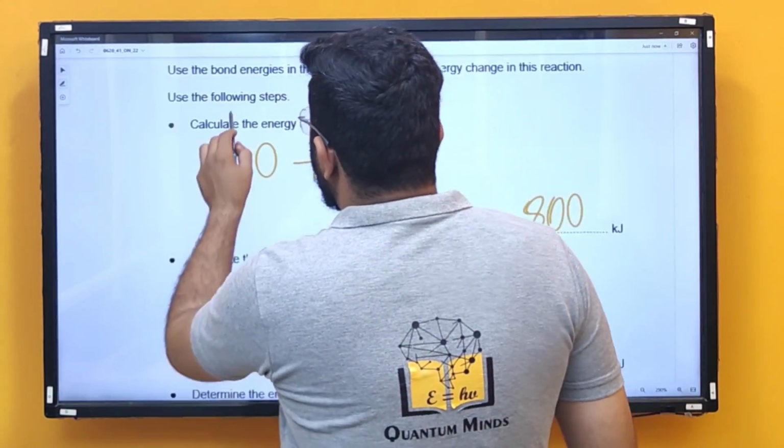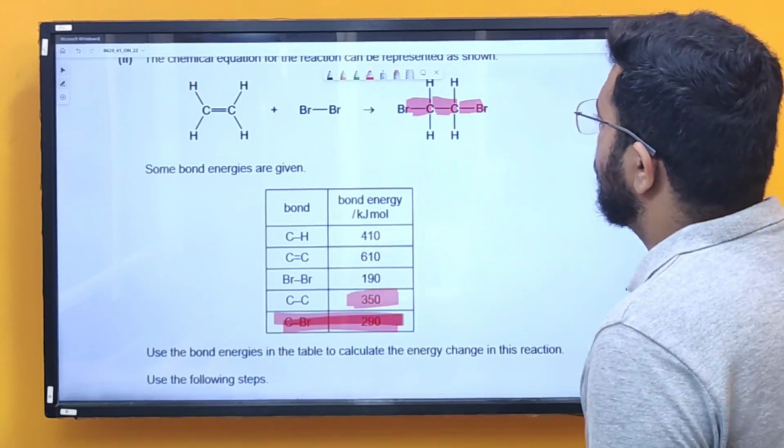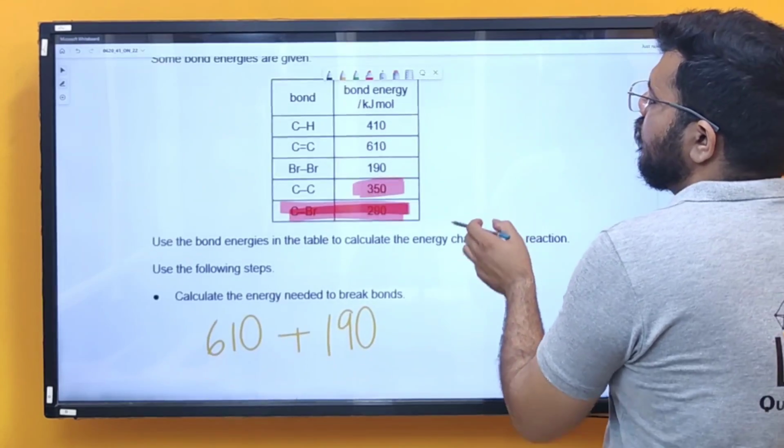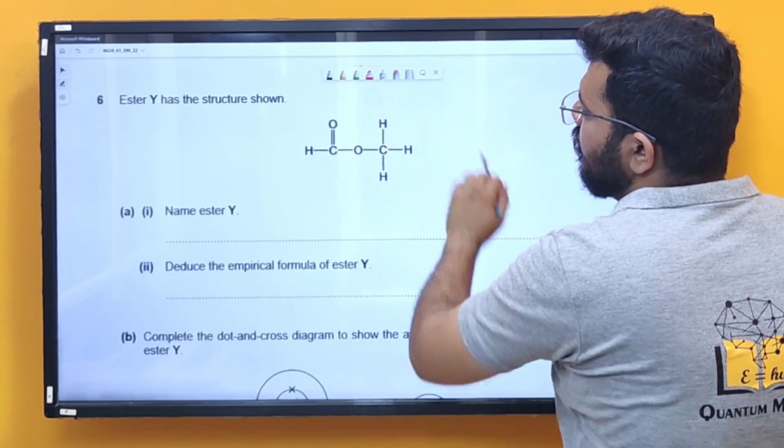Let me go through the question once again. Is there any molar ratio that we are missing, or any broken or unbroken bonds we've missed? No, we've not missed anything, and 130 is your answer.